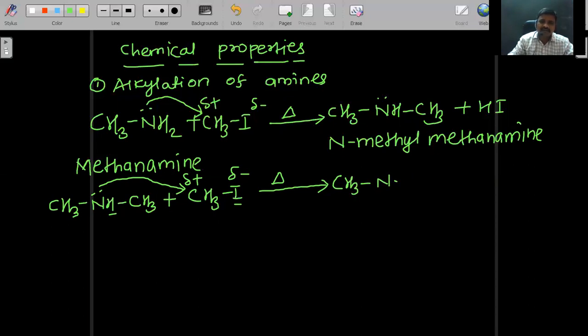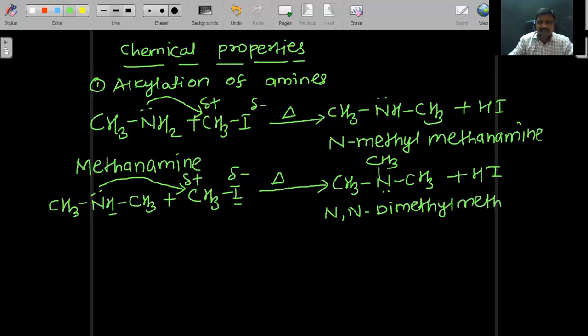So the major product is (CH3)2N-CH3, that is, one more CH3, plus HI. Here the nitrogen also carries a lone pair of electrons. This is known as a tertiary amine, and the name of this tertiary amine is N,N-dimethyl methanamine. This is the IUPAC name. So N-methyl methanamine reacts with methyl iodide to give N,N-dimethyl methanamine.